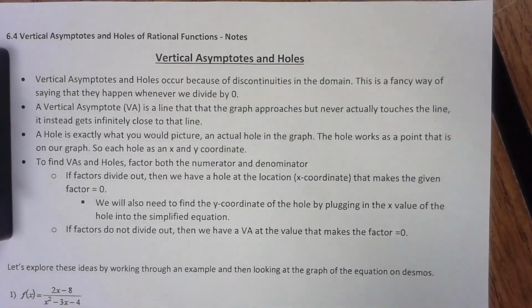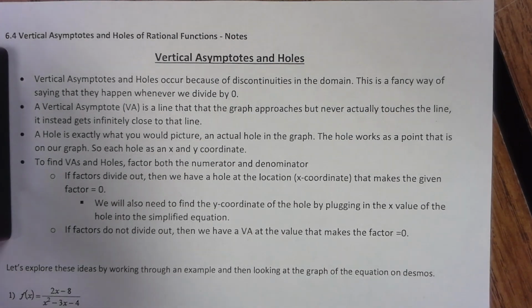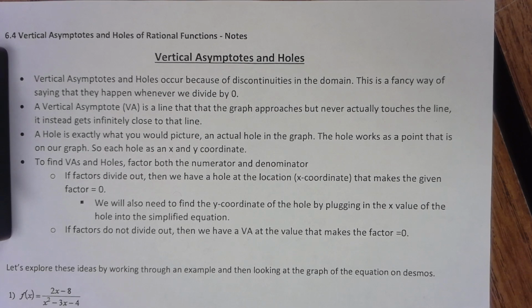So up at the top here are all the things we're focusing on just today. Tomorrow we'll look at a different feature, but today we're looking at what's called a vertical asymptote, and then also a hole that shows up in some rational functions.